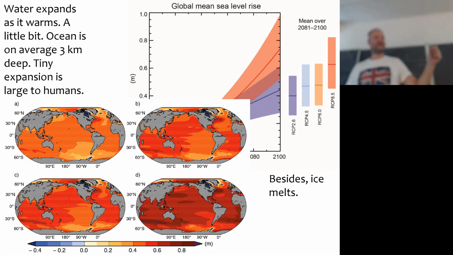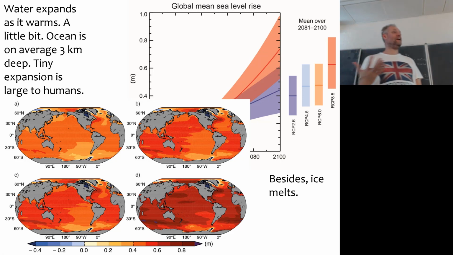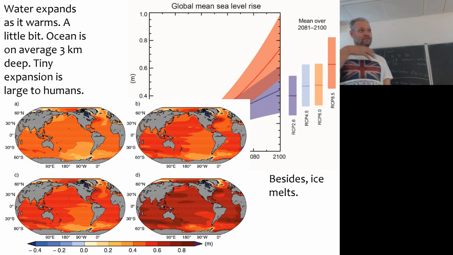So it is a tiny expansion from the water's perspective and from the ocean's perspective, but it is a large expansion from a human perspective, right? And then on top of that, of course, we also have ice melting, but definitely for the current century, it's actually the expansion of ocean water that is most of our concern, right? These patterns are not uniform over space. Won't have time to get into that.